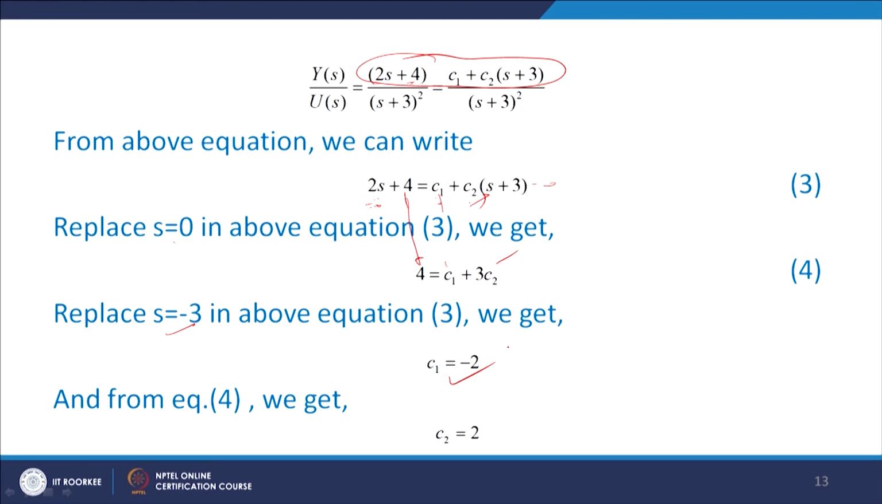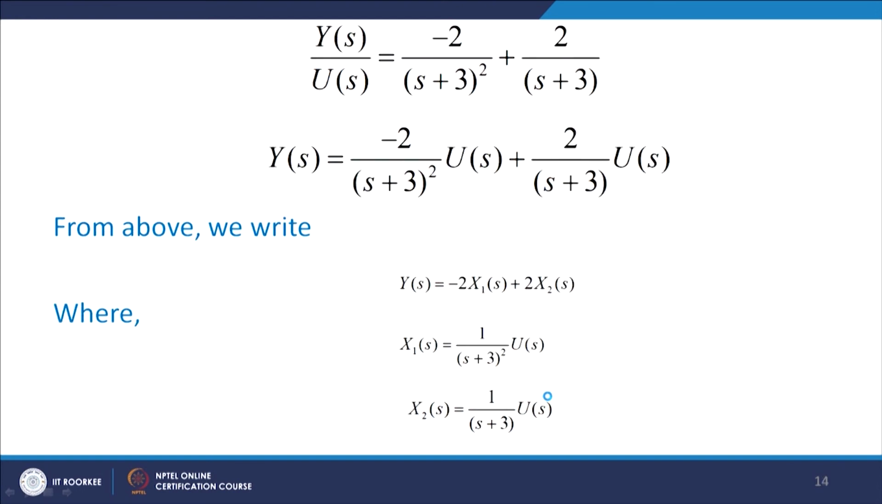Now we have got c1 equals minus 2, and we also require the value of c2. So we replace c1 equals minus 2 in this equation and we get c2 equal to 2. Then Y(s)/U(s) equals minus 2 divided by (s plus 3) square plus 2 divided by (s plus 3). Now we will solve it. Y of s equals minus 2 over (s plus 3) square U of s plus 2 over (s plus 3) U of s.